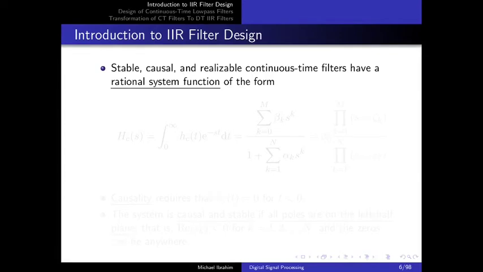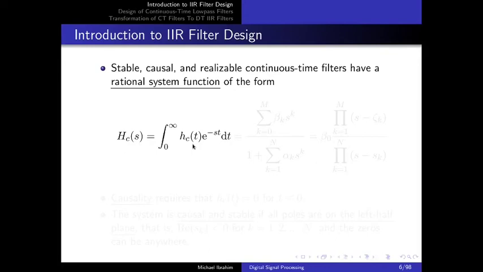Therefore, we will start to talk about continuous time filters. In order to have a stable, causal, and realizable continuous time filter, the system transfer function h continuous of s needs to be of this form. First of all, h continuous of t is the impulse response of the continuous time filter, and h continuous of s is the system function, which is the Laplace transform of the impulse response.